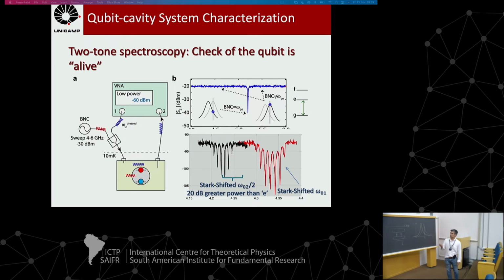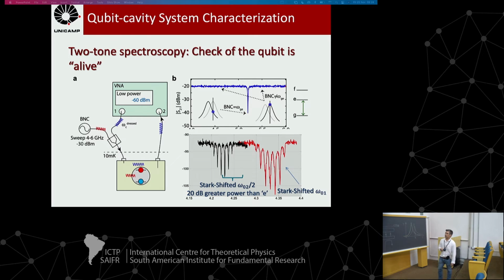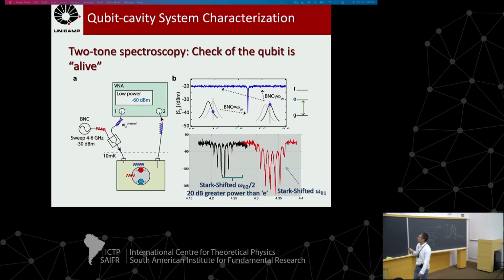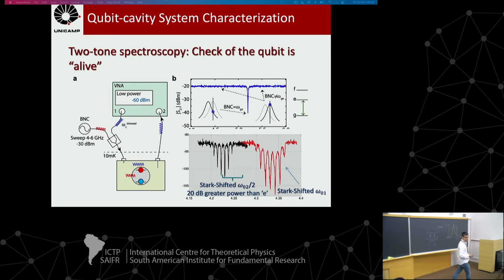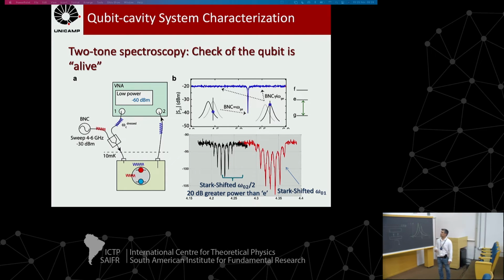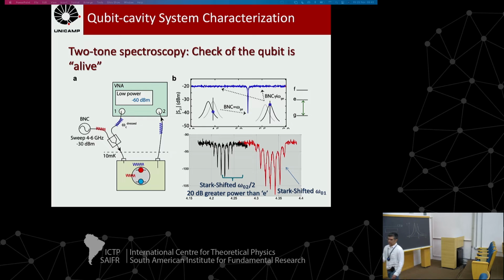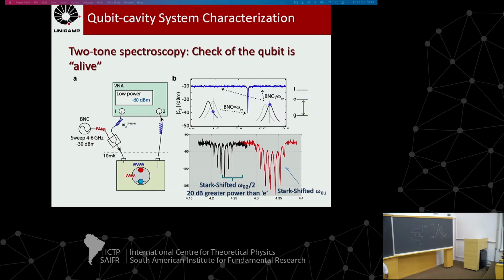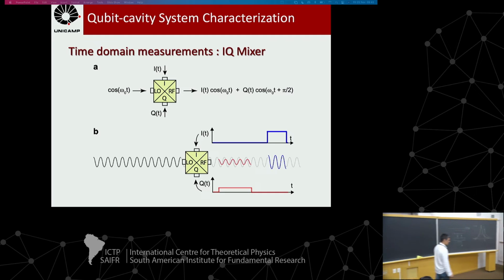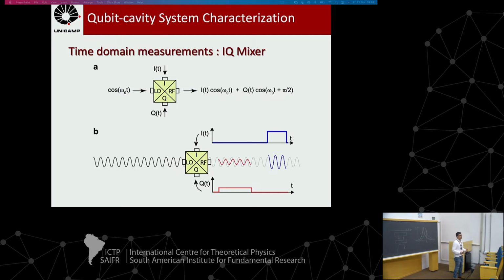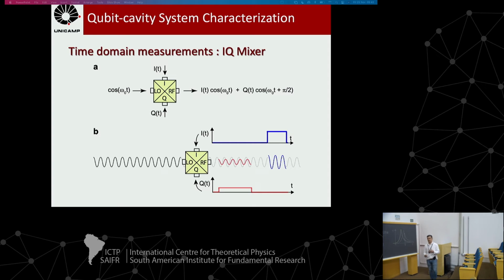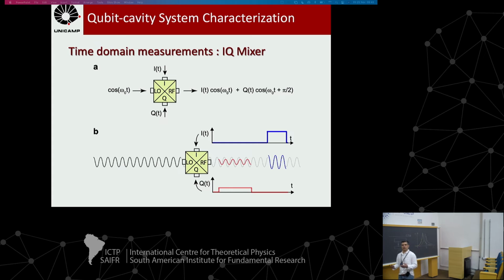And also you can do the same thing for the two-photon process from ground to the second excited state of the qubit. Okay. So we are doing these measurements until now with the signal to measure the cavity always on. So we always have a lot of photons inside of the cavity.